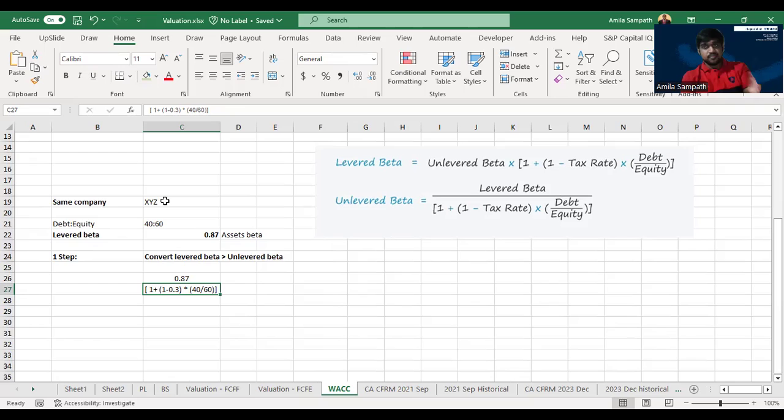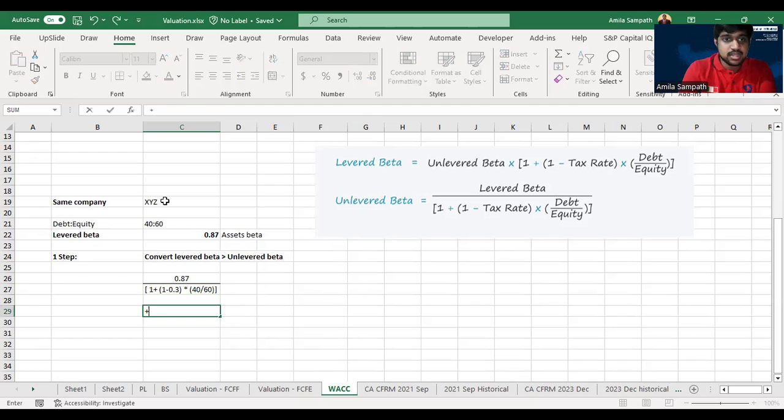Then levered beta means, here our debt to equity ratio is 40 to 60. Based on this financial leverage, definitely our beta can be changed. The beta which is affected by the debt to equity ratio, we can call the levered beta. Here we have the levered beta for our same company. Then we convert it to the unlevered beta. Let's calculate our unlevered beta.